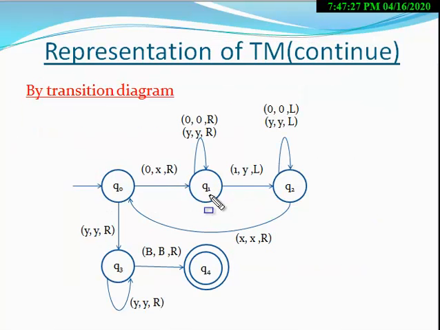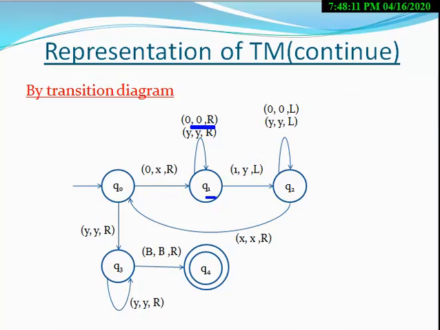So here at the state Q1, when 0 appears, the state of the machine does not change, and 0 is replaced by 0, that is, 0 also does not change, but the head of the machine moves to the right direction. So only one action will be applied here, that is, the head of the machine moves to the right. No state change, and no input tape symbol will be replaced by any other tape symbol.